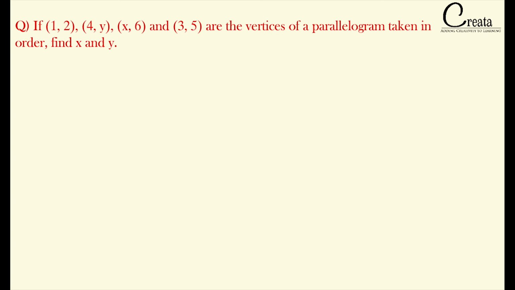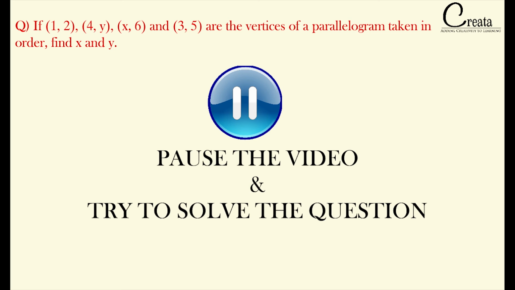Let's move to the next question. The question is, if (1, 2), (4, y), (x, 6) and (3, 5) are the vertices of a parallelogram taken in order, find x and y. Pause the video and try to solve the question on your own.